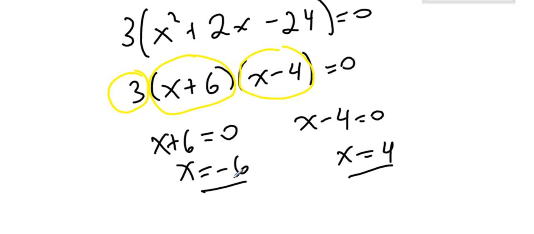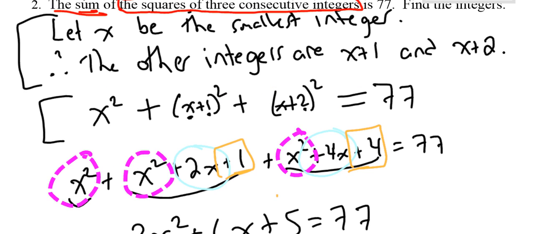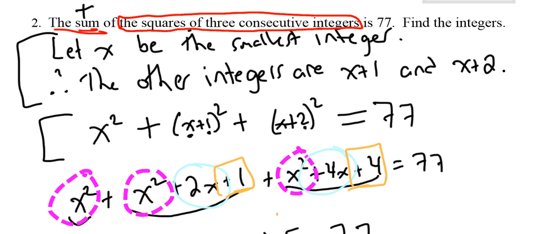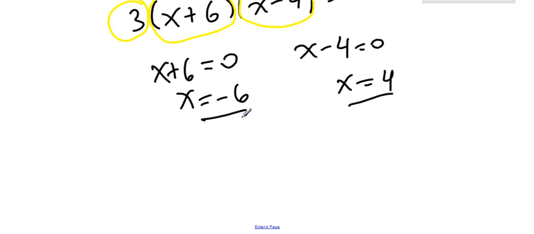Now, don't write inadmissible. Remember, this is a question about integers, not width or length or whatever. Integers are allowed to be negative. Let's check and see which or both or none of our solutions actually works. So if x is negative 6, then my other numbers are negative 5 and negative 4, there's my 3 numbers.